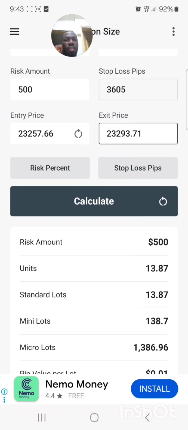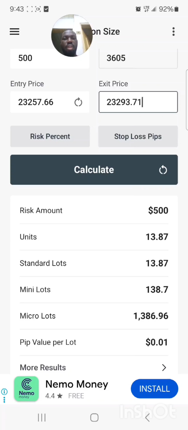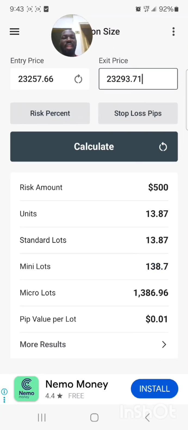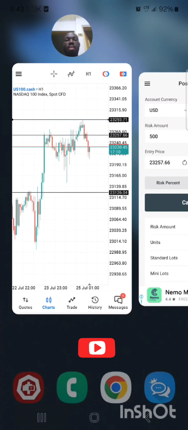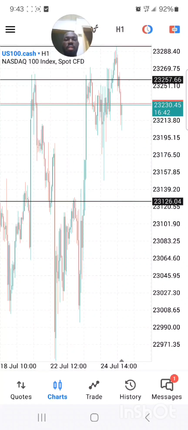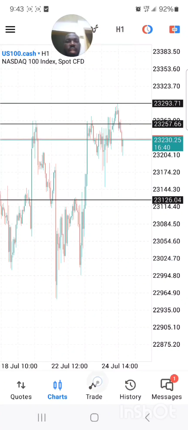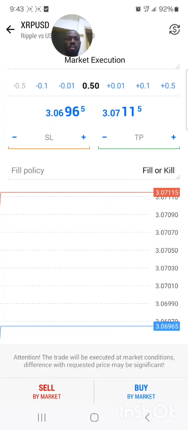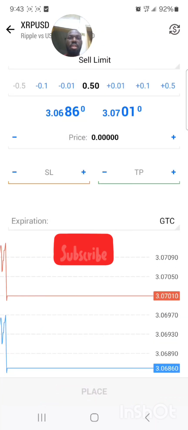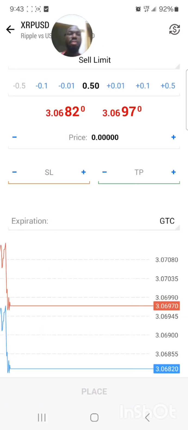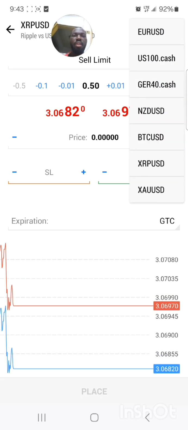You see, the amount to risk is $500. The unit is 13.87. So the standard lot we're using is 13.87. So in this trade, the standard lot we're going to be using is 13.87 lot size to get in on the trade. We'll do another example, but let's see this first. So this is the account size. It's not market execution we're entering. We're entering sell limits. I just explained what a sell limit is. Then the pair we're trading is US 100.